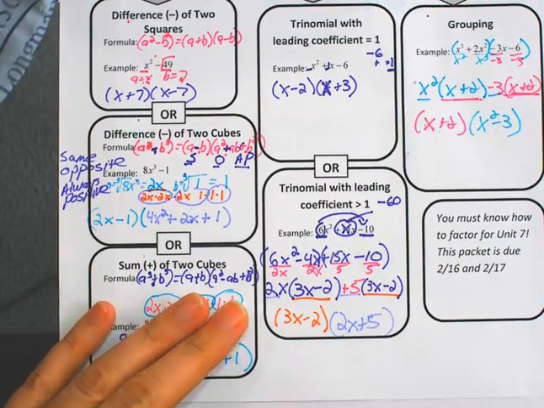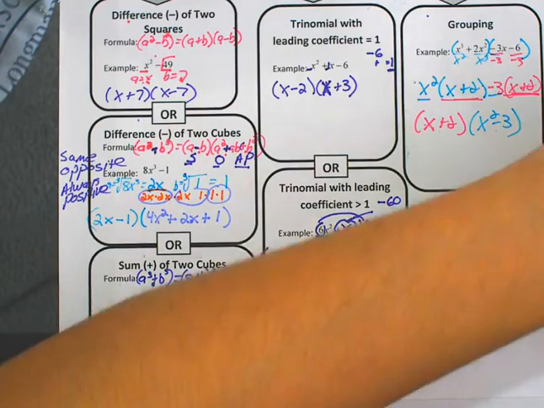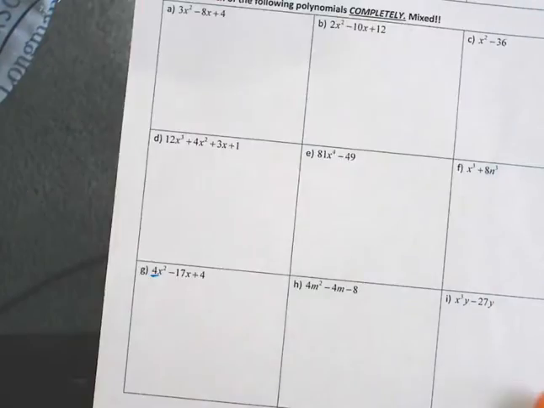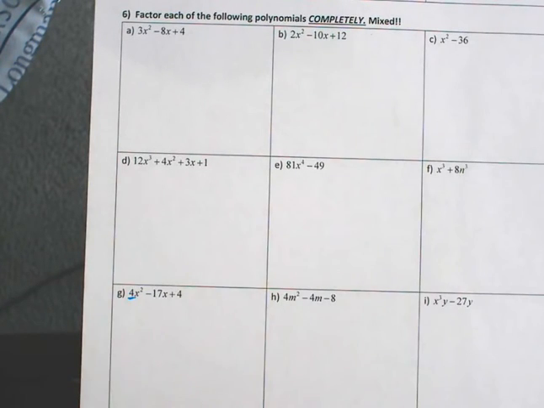Okay, the only way you're going to be good at this is to practice it. I've shown you every trick that I know to help you, but at this point, you're going to have to practice this. So lastly, A through I is the last part of your homework to do. Good luck!